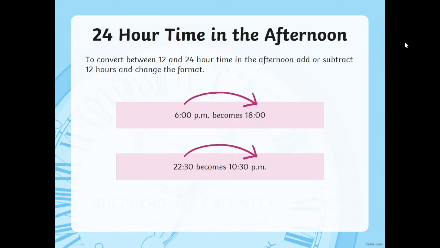24-hour time in the afternoon. Now, when we convert 24-hour time in the afternoon, this is when we're going to have to start adding and subtracting 12 hours. So our first example, 6 p.m., we know that it's the PM time, it's in the afternoon, which means we're going to have to add 12 to our hours. So 6 p.m. becomes 18 in the hours column for our 24-hour time. And then when we convert between 24 hours back to 12-hour time, we can see 22:30, well, we're going to have to subtract 12, and therefore that is going to become 10:30 p.m., not forgetting that PM time when we're converting back into 12 hours.